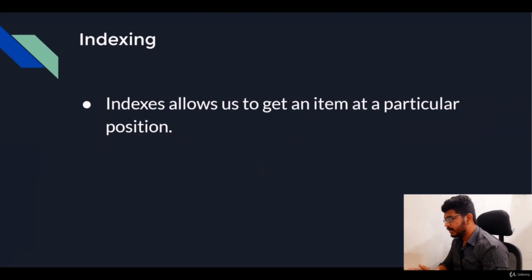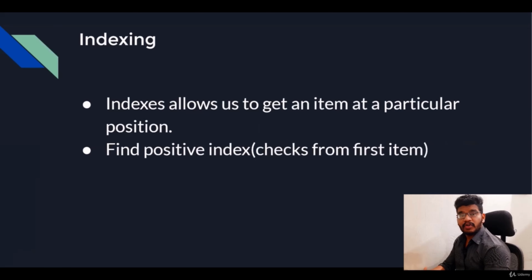So indexing allows us to get an item at a particular position. Like in the example we have seen, a list has different elements in it. So when we are using indexing, we can get the item at a particular position. There are two types of index. As I said, there's a positive index. That means it checks from the starting position of the list.